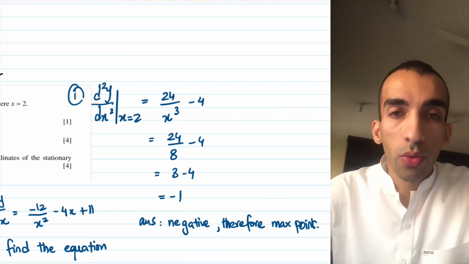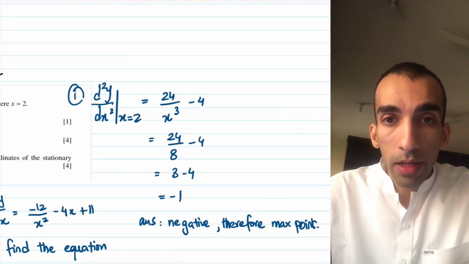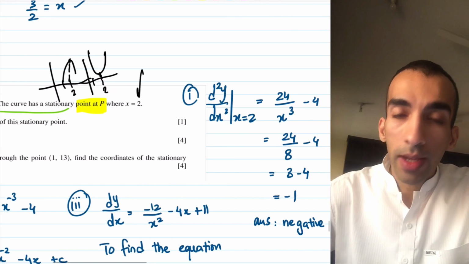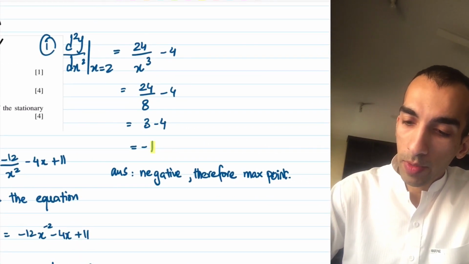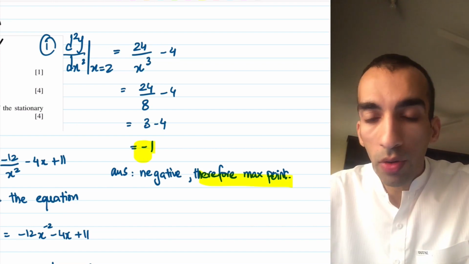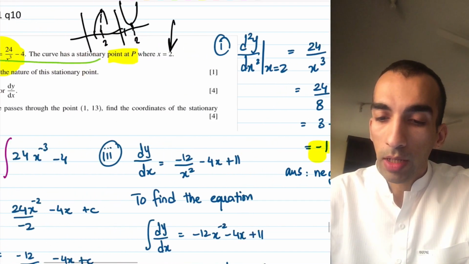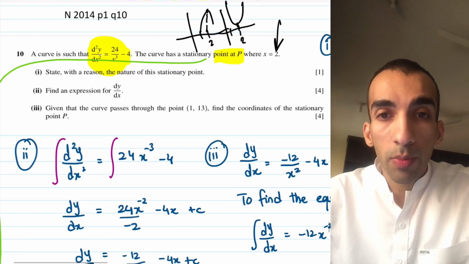The only process that we know up till now is double derivative at a particular value of x. If it's negative, you have a maximum point. Negative है तो maximum point है. If it's positive, you have a minimum point. So over here we got a maximum point. Simple. That's a 1 mark question.